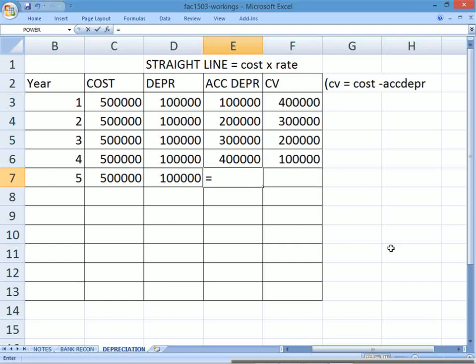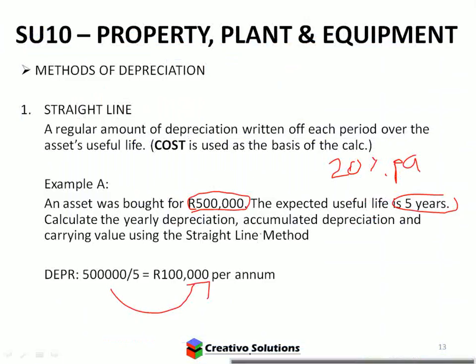After 5 years, how much accumulated depreciation will I have? 400,000 plus 100,000. Carrying value at the end of year 5? 0. Okay, and this is what you would do if you're looking at all of the different years. Makes sense? Okay, so that's the first example.